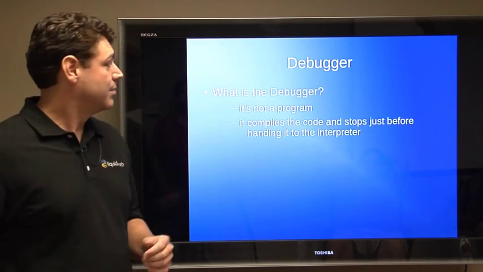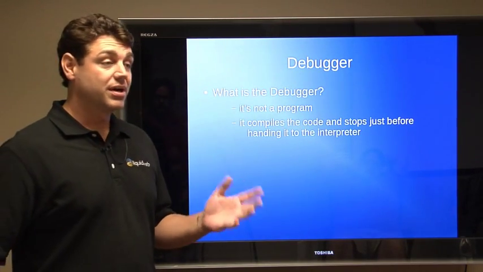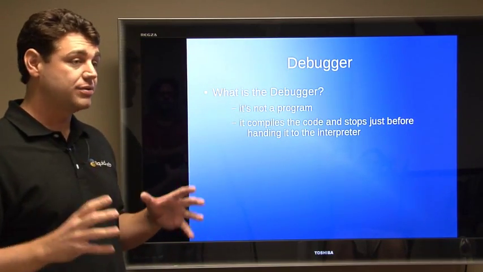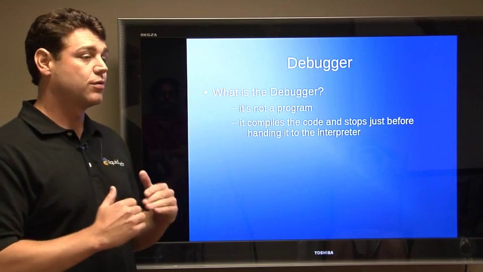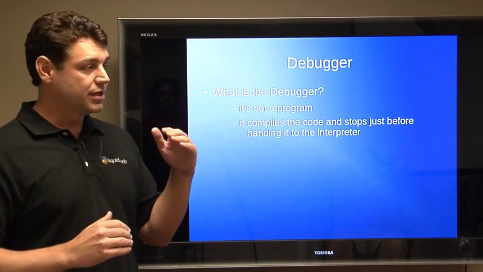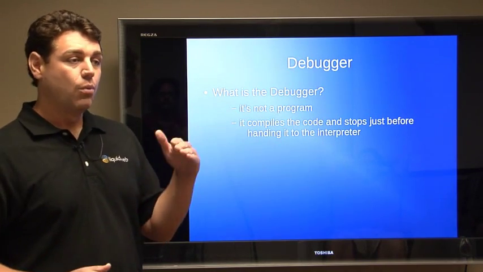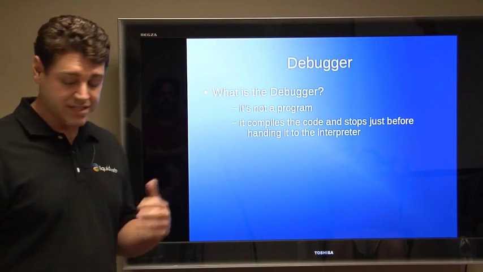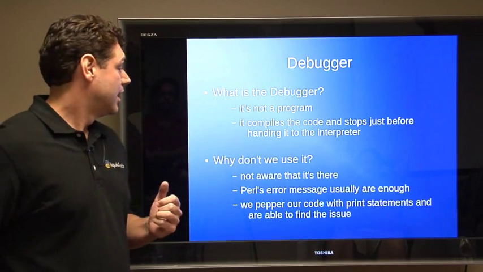So basically, what is a debugger? Well, the debugger, it's not a program. Basically, all it does is it compiles your code and it stops right before it hands it off to the interpreter, and it lets you sit right there, and you are able to control what the interpreter does or how the interpreter progresses. So that's basically what the debugger is.